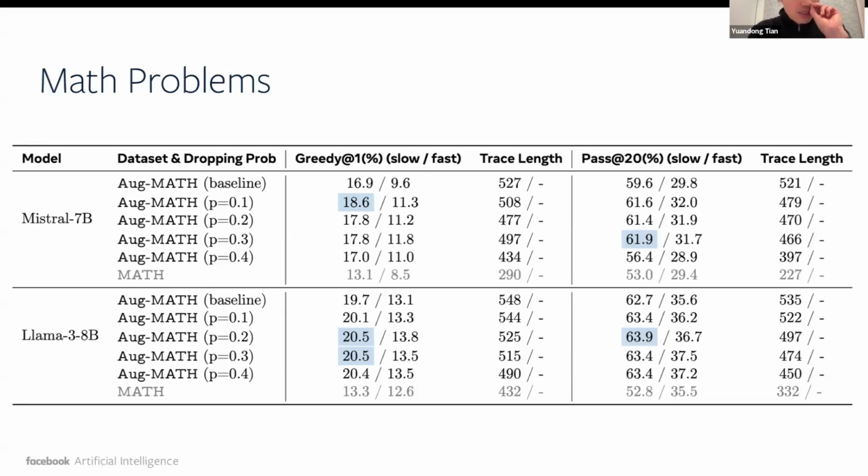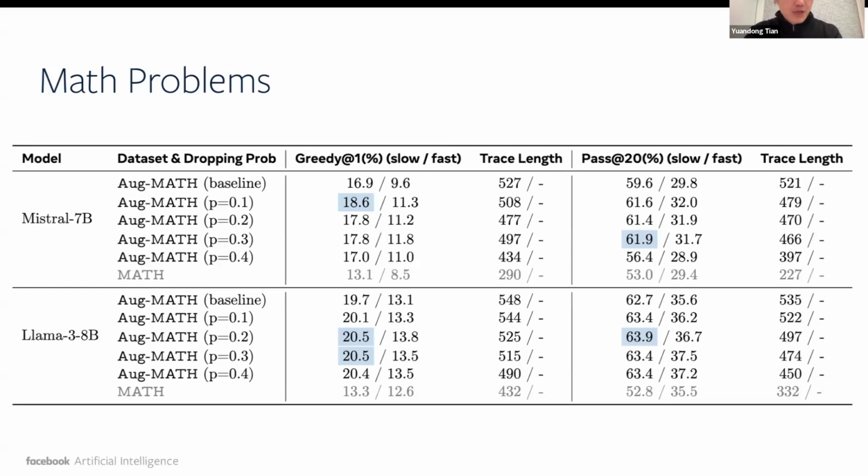Here you can see the performance on Mistral 7B and also Llama 3 8B. What we see here is a dataset called MATH, and we measured performance in two different scenarios: one is greedy decoding, and the other is pass at 20. These are pretty low numbers, but if you do augmentation of the chain of thoughts, it gives you better performance. That's something people already found in previous papers.